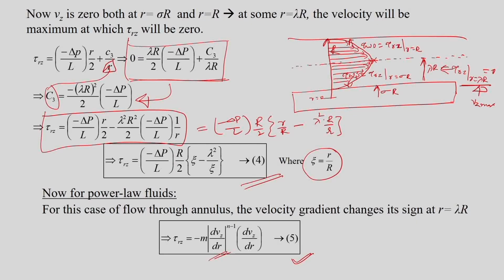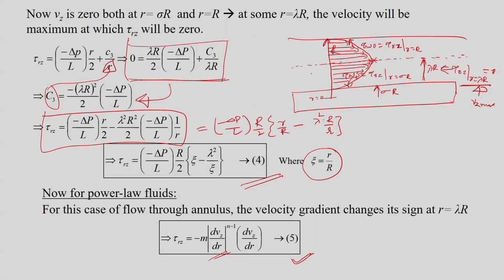What happens in this case is that the velocity, as already discussed, between r equal to sigma R to r equal to lambda R, increases, and then after that towards the wall of the outer cylinder it decreases. That means at r equal to lambda R, it changes its sign because of the change of the velocity gradient. The velocity gradient is positive in the lower region and then negative in the upper region. It is the same region, but the velocity has two different distributions within this annular region.